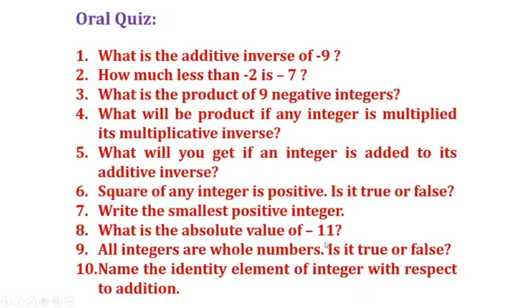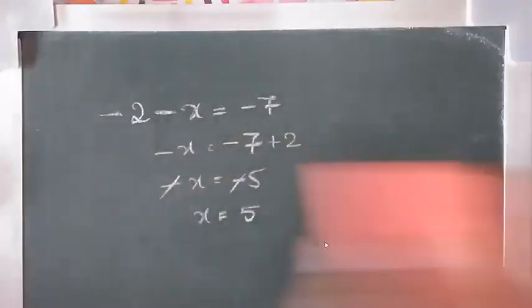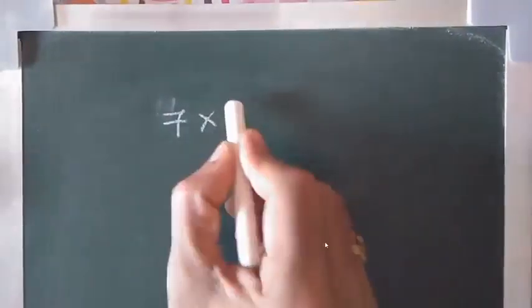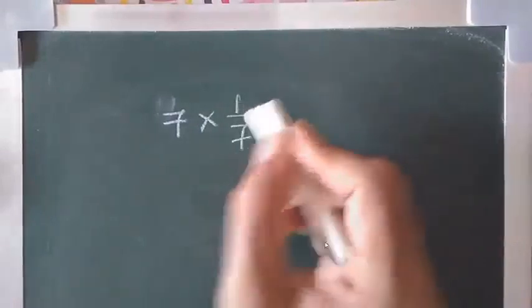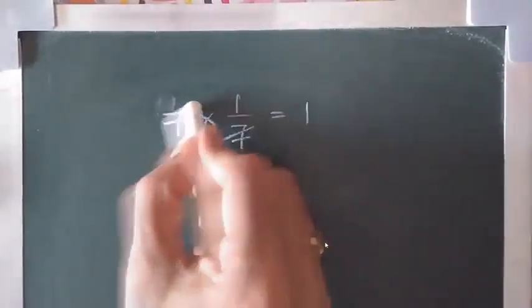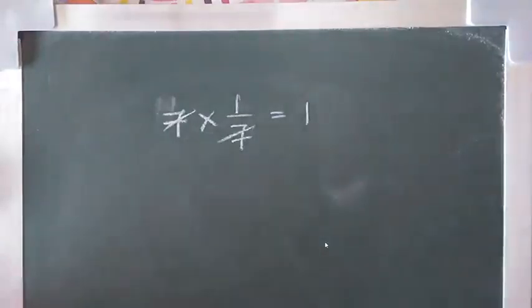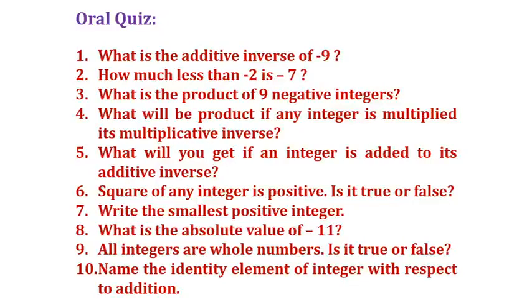So next, what will be the product if any integer is multiplied by its multiplicative inverse? Observe here, the multiplicative inverse is what? Reciprocal of the given number. Already we explained in the multiplication properties. For example, 7. If you multiply 7 with its reciprocal or multiplicative inverse, always you will get 1. So 7 gets cancelled here, you will get 1 here.